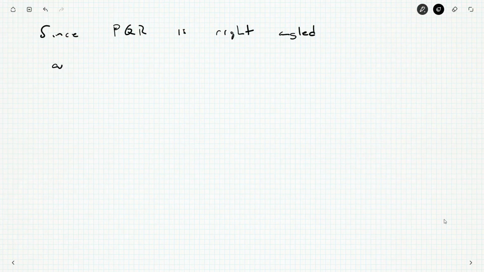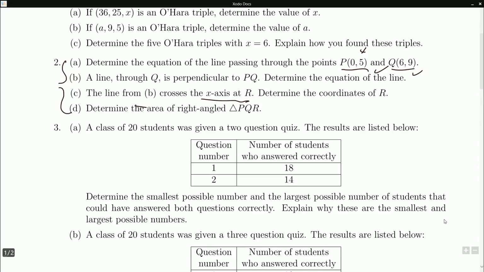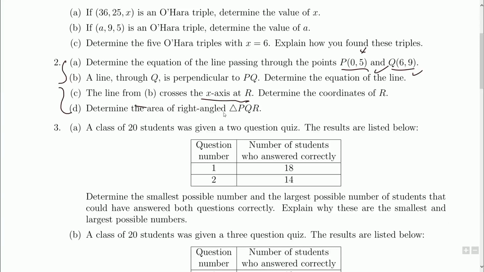We say, since PQR is right-angled, the area is going to be 1/2 base times the height. So 1/2 times 2 root 13 times 3 root 13. The 2's will cancel. The root 13's become a 13, and 3 times 13 is 39. There we go. Not so bad, really. And that's it. Determine the area of right angle. They even tell me it's right angled for PQR. But we could have deduced that because QR was made to be perpendicular to PQ.